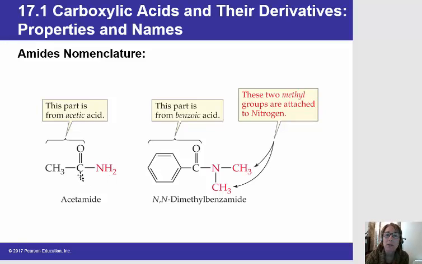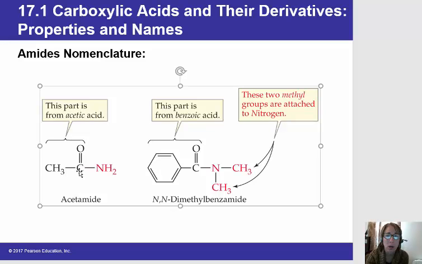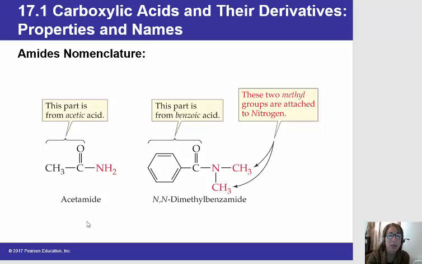So all we have to do is identify the acid from which this amide was derived. And like esters, we can identify the part that came from the acid because it is the carbonyl carbon and then the R group directly bonded to that carbonyl carbon. So our part that came from the acid has 2 carbons, and so that is acetic acid. So rather than call it acetic, that ic from the acid gets turned to amide, acetamide.